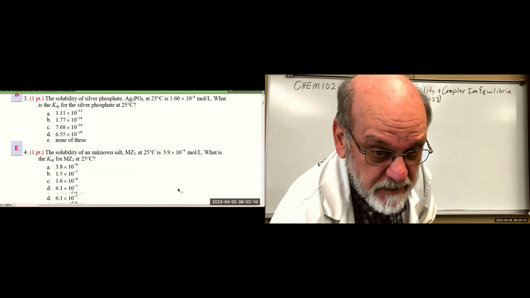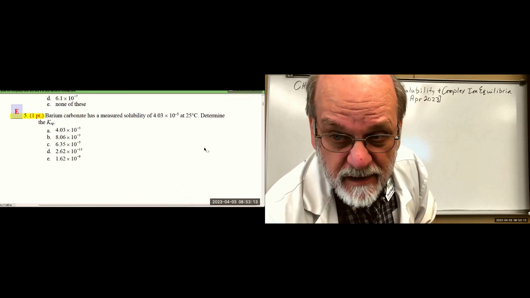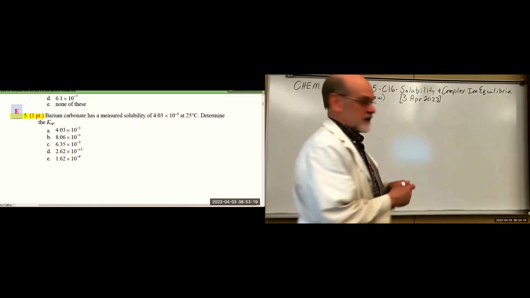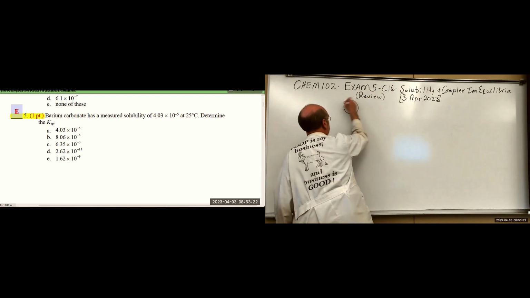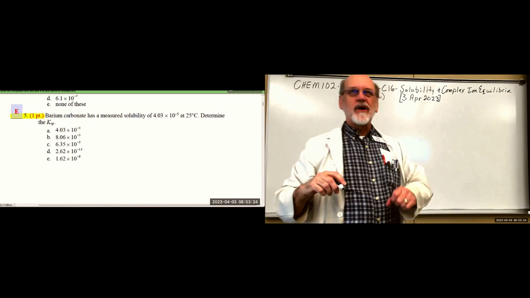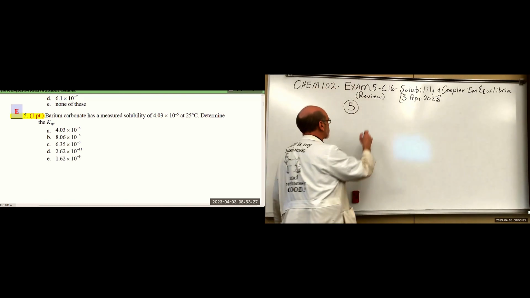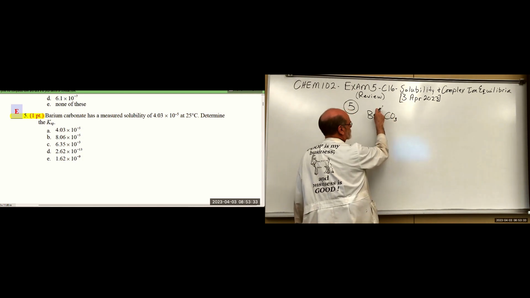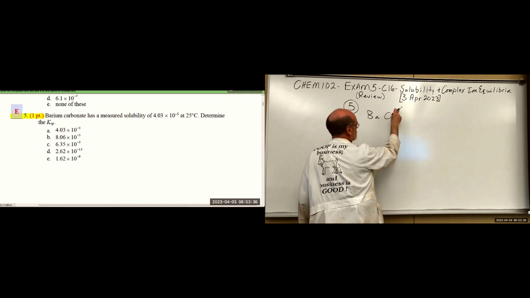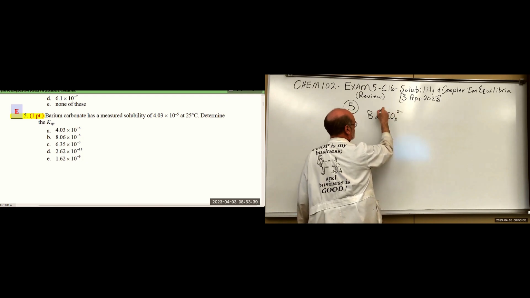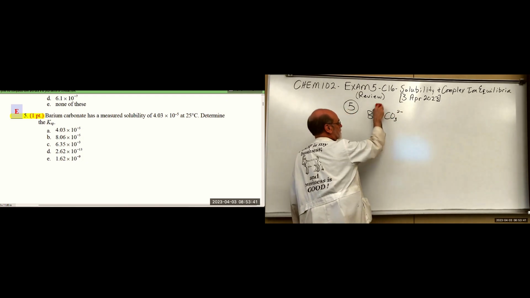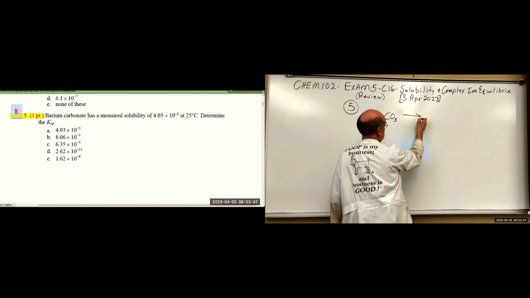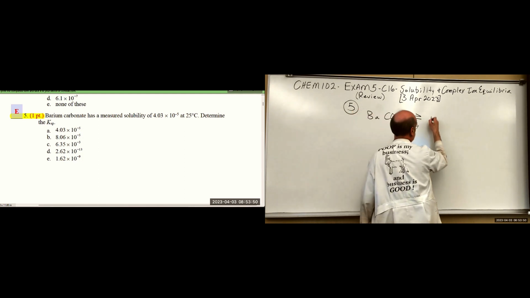All right, so let's start with number 5. Move these guys up here, down here. All right. So barium carbonate has a measured solubility. Barium carbonate. Remember, this is the alkaline earth. This is the polyatomic ion. So we just need one of each. That's the formula for barium carbonate. You've got to know that in order to write this equation.